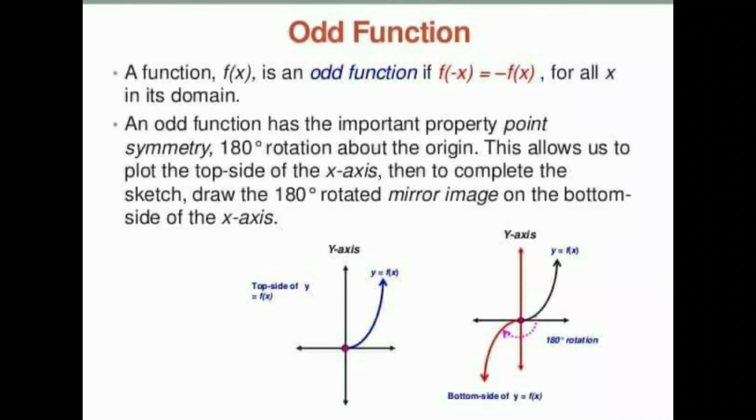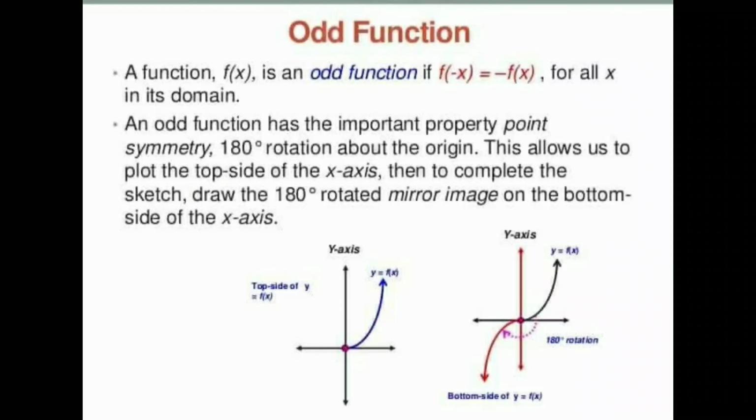If we plot a line y is equal to x, that is the line passing through the origin at 45 degrees with the positive x axis, then this graph is symmetrical about the line y is equal to x. And to complete the sketch, draw the 180 degree rotation. So in this pictorial representation you can understand what an odd function is graphically.